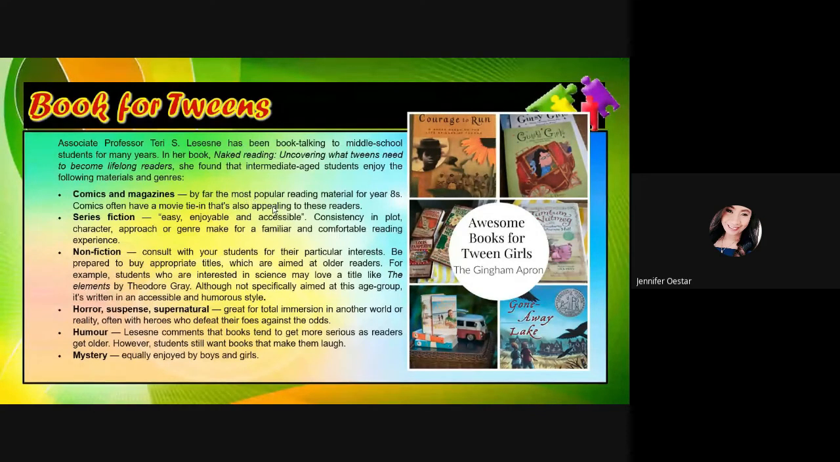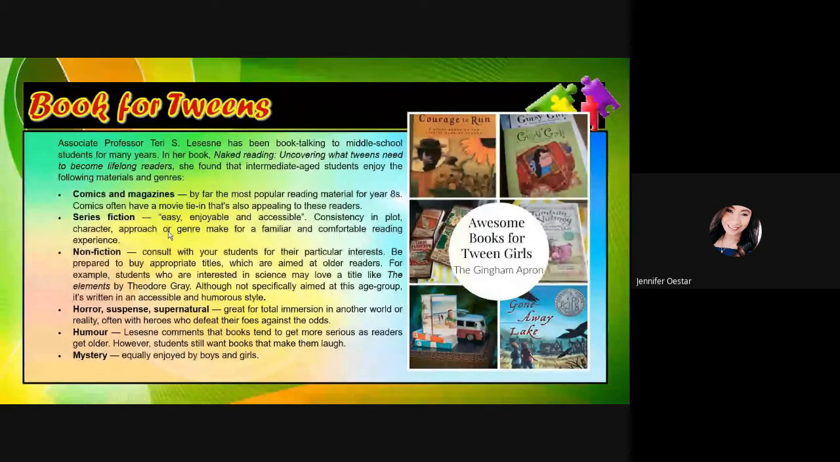Consistency in plot, character approaches, or genre make for a familiar and comfortable reading experience. Then we have nonfiction. So you can consult your students for their particular interest. Be prepared to buy appropriate titles which are aimed at older readers. For example, students who are interested in science may love a title like The Elements by Theodore Gray, which, although not specifically aimed at this age group, is written in an accessible and humorous style.